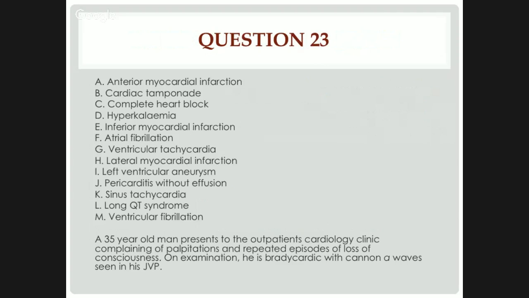35-year-old man presents to outpatient's cardiology clinic complaining of palpitations and repeated episodes of loss of consciousness. On examination, he is bradycardic with Canon A waves seen in his JVP. This is a bit of a trickier one.